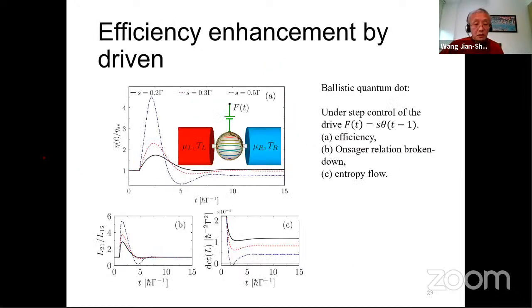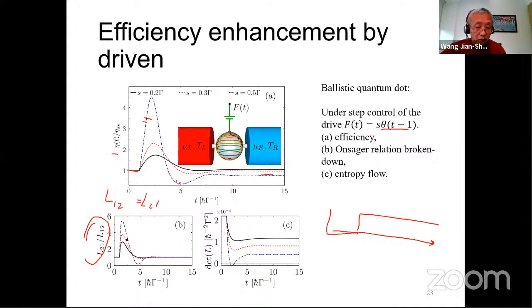So basically, I show you the result. If you try to put in a step, so this drive is, you have no drive, then suddenly you make a change of your on-site potential. When you make a step, you find that initially it's in a steady state, and later on it's in another steady state. But when you drive them, its efficiency increases, but also goes negative according to our definition of efficiency. So this quantity is the breakdown of the Onsager relation, because the Onsager relation implies that the 1,2 is equal to 2,1, but indeed it breaks down.